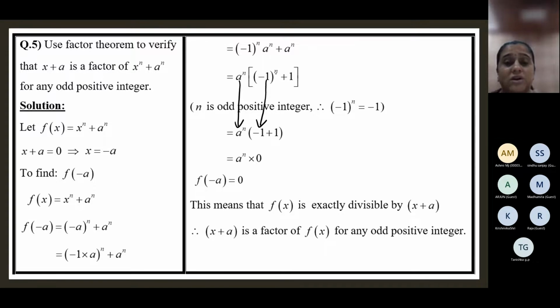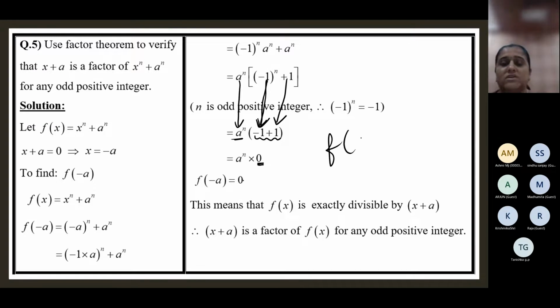We did not remove the power. We know that minus 1 raised to any odd power, the answer is going to be minus 1. So the answer for this one is minus 1. And this plus 1 as it is. Now minus 1 plus 1 is 0, and a to the power n into 0 is 0. So we have worked and got f of minus a is equal to 0.